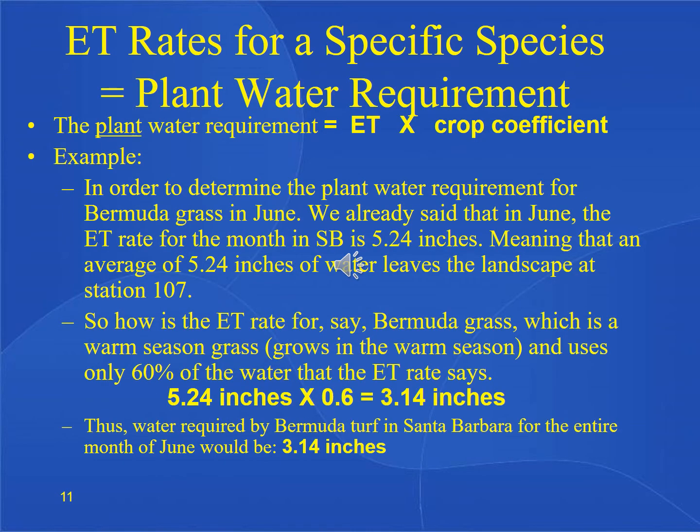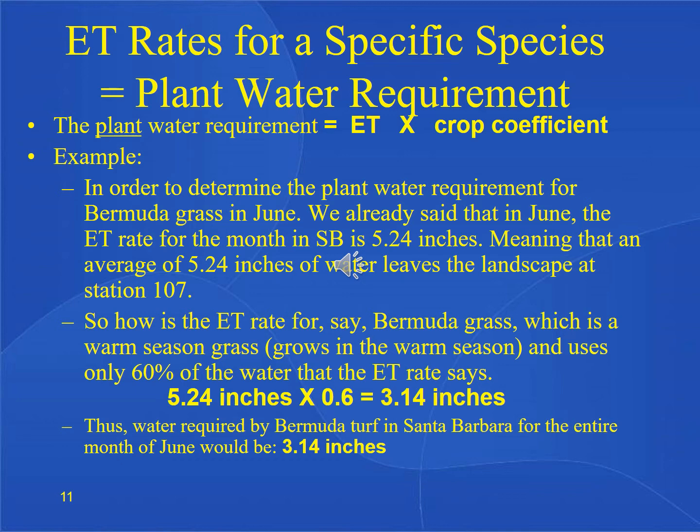So let's carry on our example. The plant water requirement is the ET rate times the crop coefficient. So in order to determine the plant requirement for Bermuda grass, let's say in June, we already said that the ET rate for the month of June in Santa Barbara is 5.24 inches lost through ET, around this area of Santa Barbara City College and weather station 107. So let's just say Bermuda grass, which is a warm season grass, meaning it grows in the warm season, and uses only 60% of the water that the ET rate says.